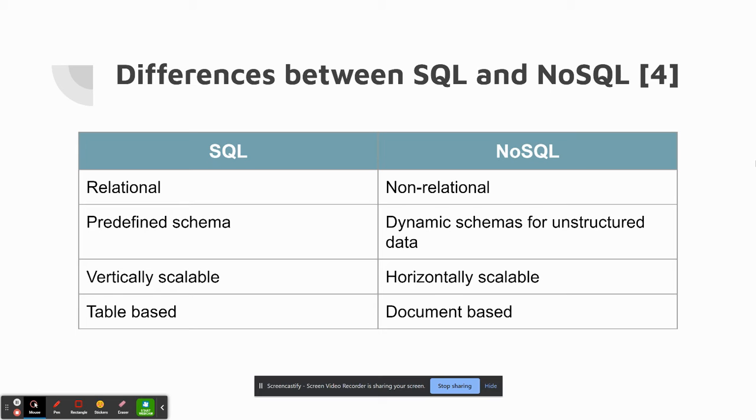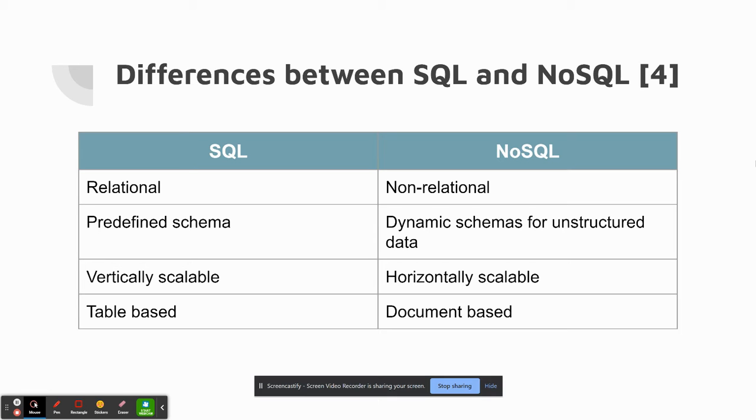Alright, so I know a lot of us are very familiar with SQL and not so much NoSQL, so I thought I would do a little comparison between the two. The first and biggest difference is that SQL is a relational database, whereas NoSQL is a non-relational database. SQL has predefined schemas, whereas NoSQL has dynamic schemas for unstructured data. SQL is vertically scalable, whereas NoSQL is horizontally scalable.